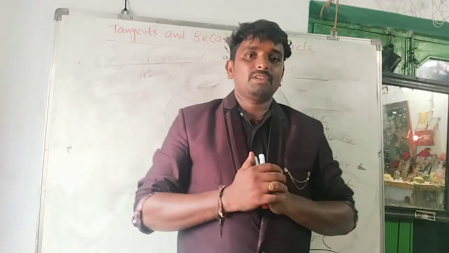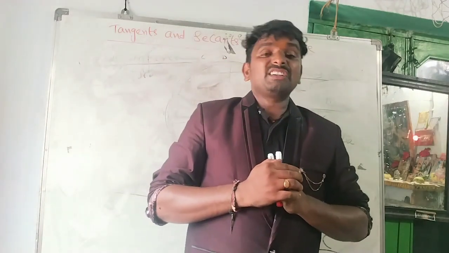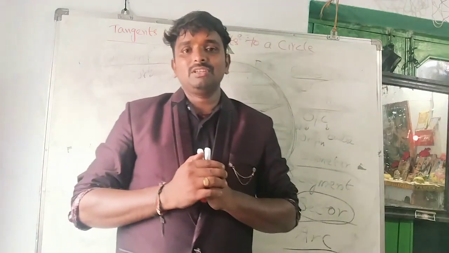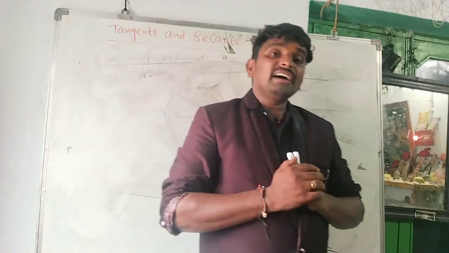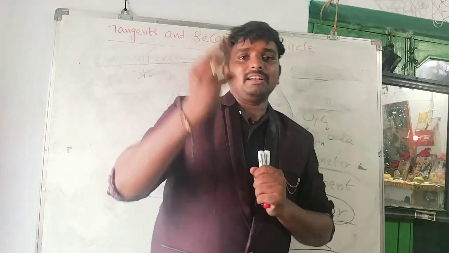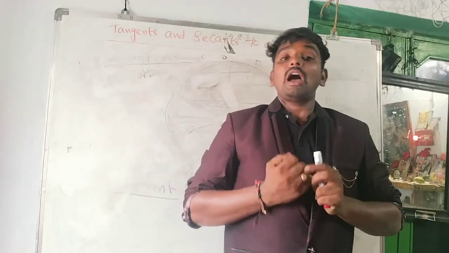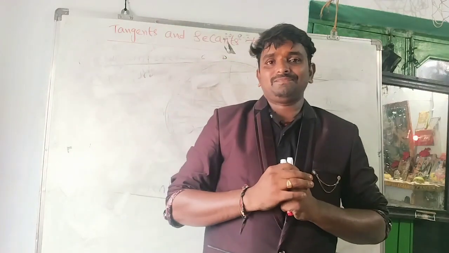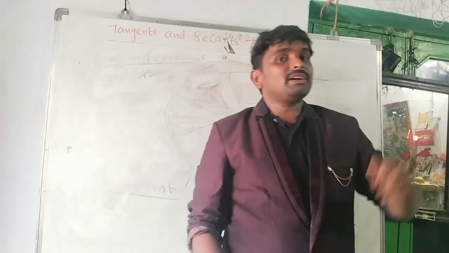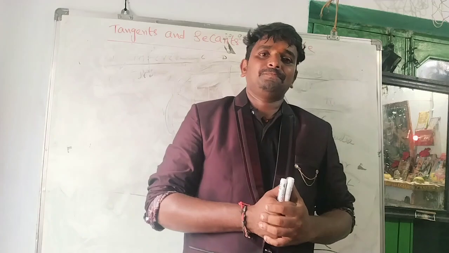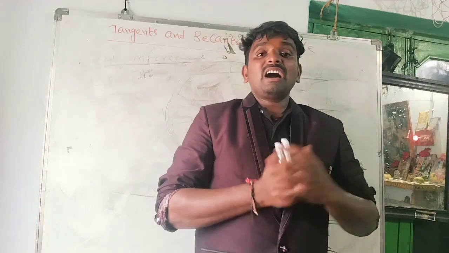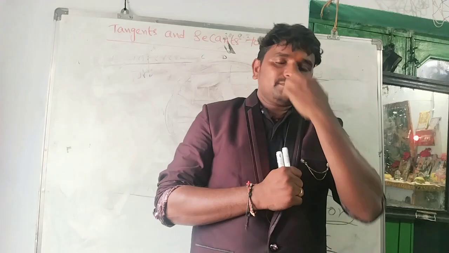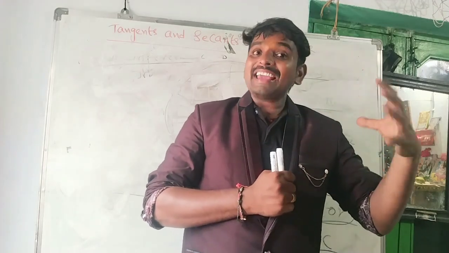Question number 2. How many fixed points are there in a circle? Third one. How many radii can we draw in a circle? How many diameters can we draw in a circle? How many chords can we draw in a circle? What is the longest chord in a circle? Do all radii have the same length?